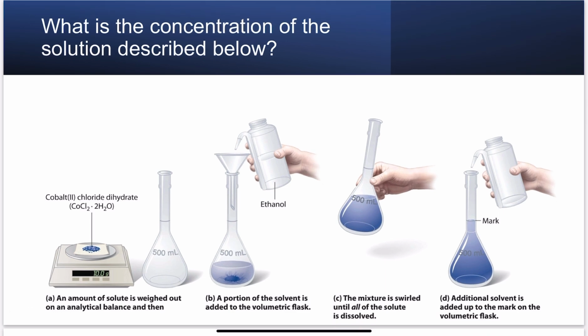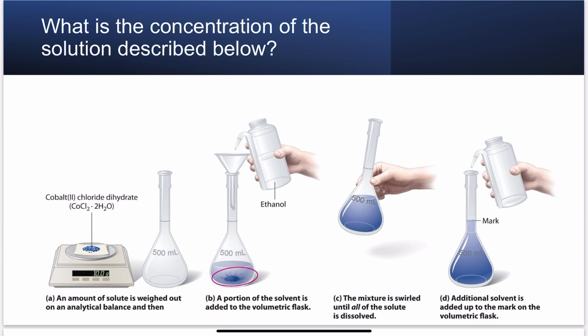And this one, what is the concentration of the solution described below? Okay, I don't know, let's see what's happening. I have 10 grams of a cobalt 2 chloride dihydrate that's weighed out on an analytical balance. I then add a portion of the solvent to the volumetric flask. So I add the solid. You can see the solid in the volumetric flask. Cobalt's a blue color. I can see the cobalt in there, and then I add some water to it, and I mix it up really well. And then I add additional solvent up to the mark on the volumetric flask. And this isn't really actually dilution, it's a solution preparation question, but we'll go ahead and do it here because this is where it's saved.